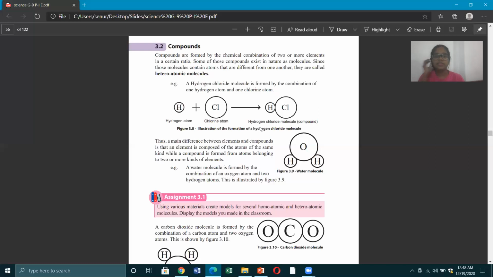Since those molecules contain atoms that are different from one another, they are called heteroatomic molecules. So children, when you hear this word heteroatomic molecules, you have to remember what homoatomic molecules are, because that part we learned last week. Homoatomic molecules are molecules where the atoms are the same.